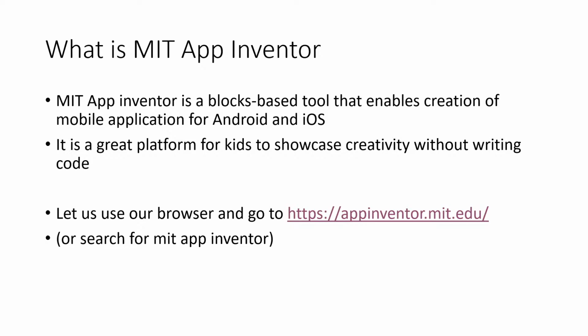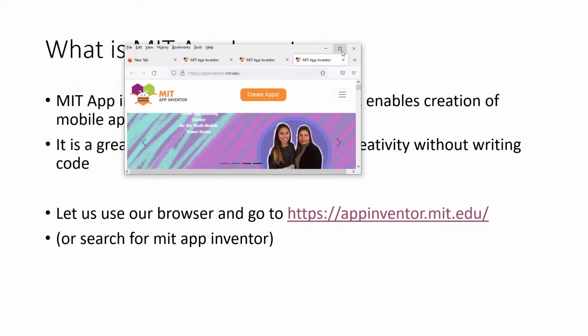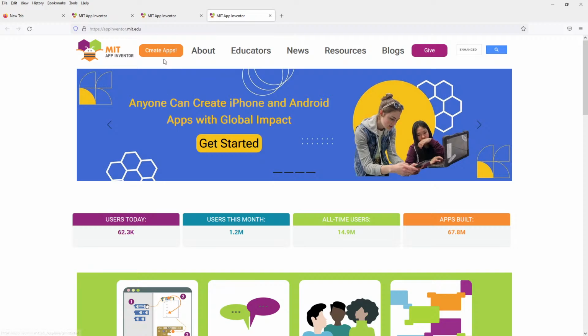Okay, let's get started. We'll click on this link. You can search for App Inventor and click on it. It will go to a particular page from App Inventor. What you have to do is click on Create Apps.